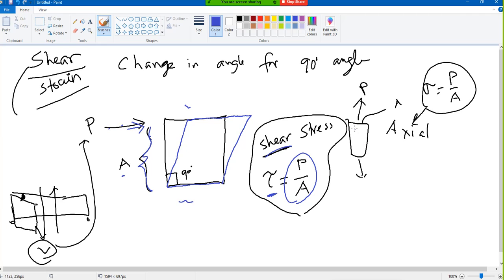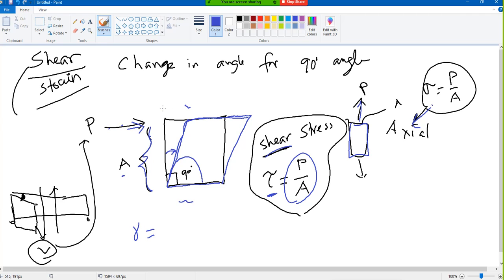In the axial case, we took a sample and applied force axially, and that stress was axial. So we got the shear stress. What is shear strain? After applying the force, if my material deforms like this, that means my angle was 90 degrees. Now my angle is this. So what is the change in angle? This angle is called shear strain. We represent it by gamma.